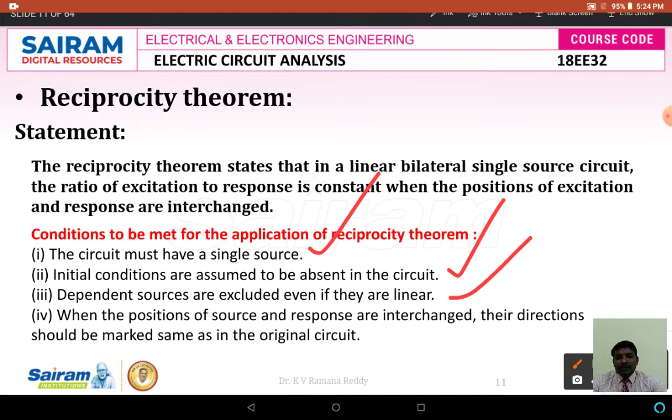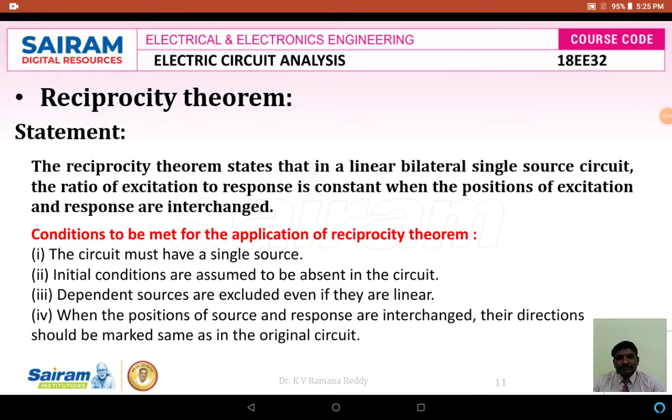When the positions of source and response are interchanged, their directions should be marked the same as in the original circuit. That is, the direction of flow of current has to be marked as in the original circuit while applying the reciprocity theorem. So these are the conditions to be fulfilled to apply the reciprocity theorem. Let us see how we can verify it. The reciprocity property can be verified only for linear and bilateral networks, and it is not applicable for nonlinear circuits.